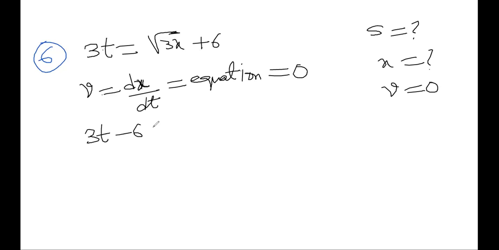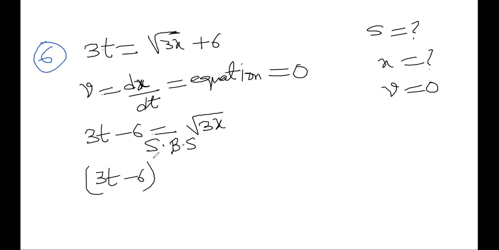3t minus 6 is equal to root 3x. Send all these things to that side and square on both sides. Our aim is to find x to the power 1, so we should always have x power 1. Squaring on both sides, (3t minus 6) whole square by 3 equals x. (3t minus 6) whole square by 3 is equal to 3x by 3.